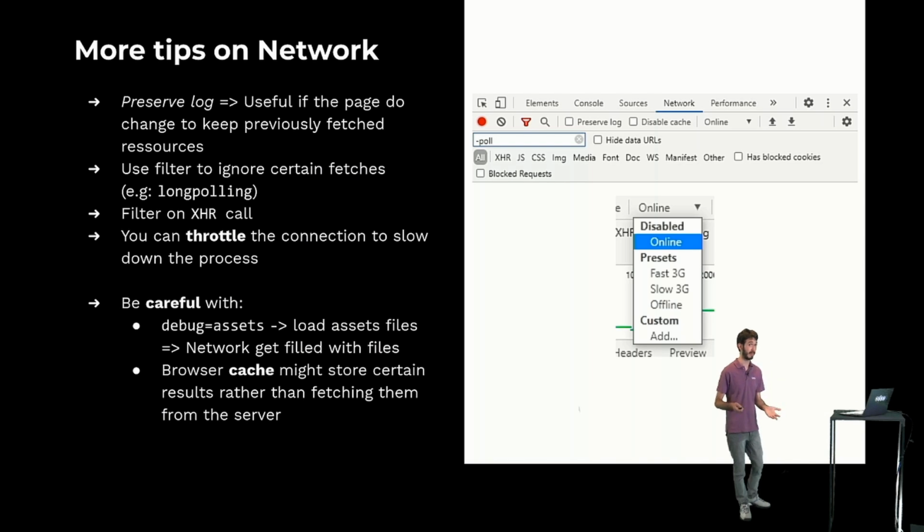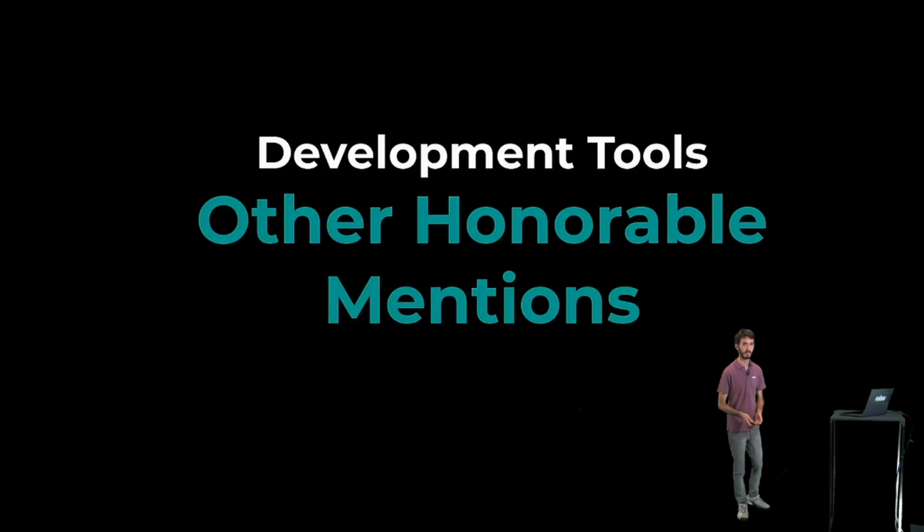And that's basically it. Be careful with debug assets and the cache of your browser, because if the cache stores some information, it may mislead the information that you will get with the network tab. So this is it for the network tab. We will quickly see some other tabs that may be useful for you.